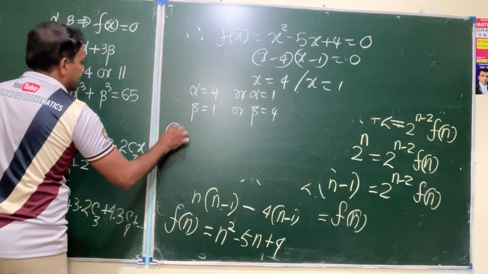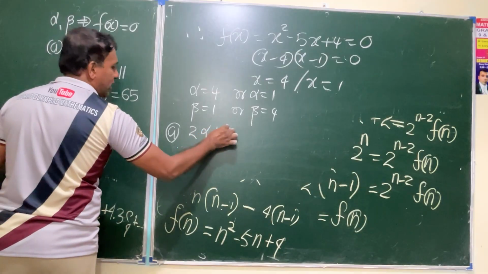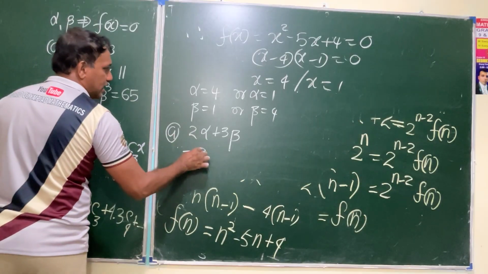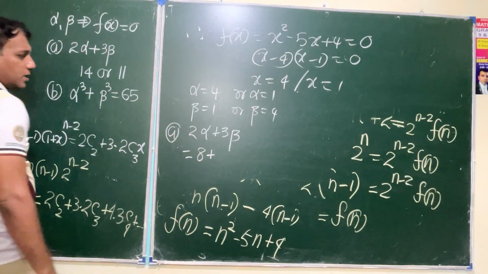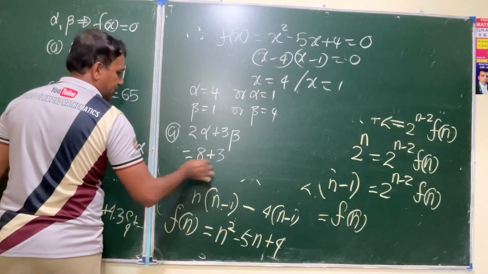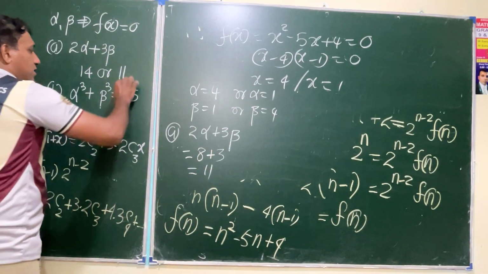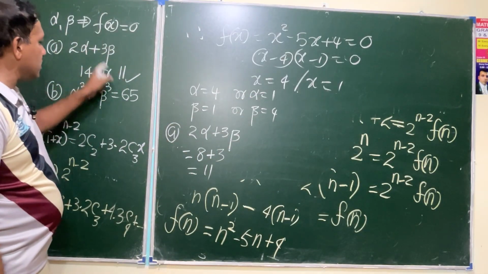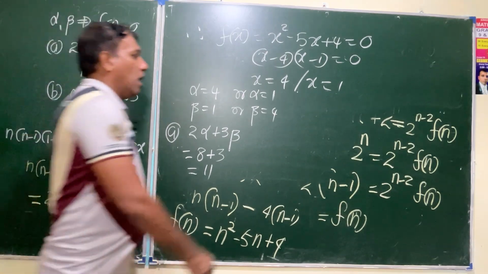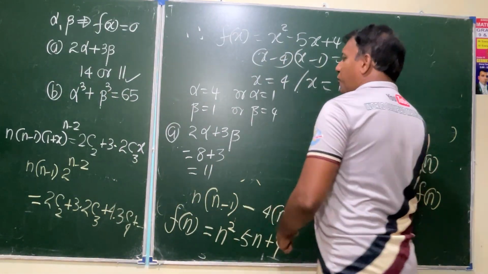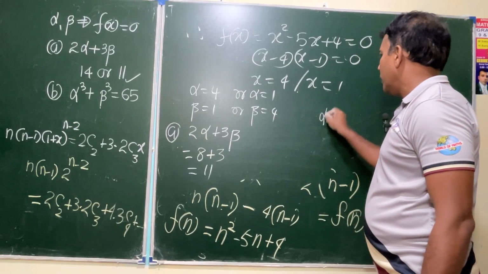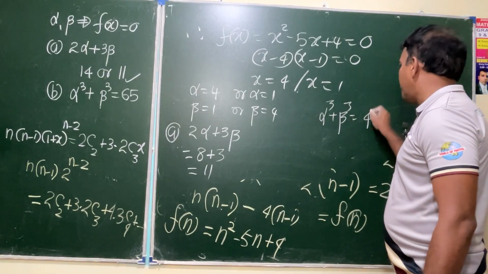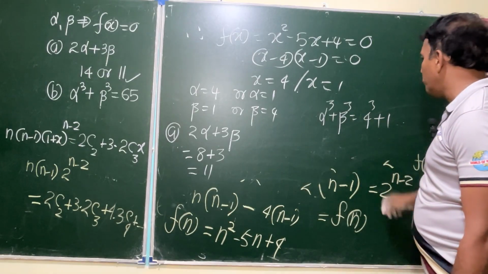Therefore, the A part answer, 2 alpha plus 3 beta. Check: if you put alpha here as 4, then 8. In that case, beta is 1. Yes, 3. Answer is 11. 8 plus 3 is 11. If you apply the other form, alpha 1, beta 4, answer is 14, right? And now the sum of the cubes. What is alpha cube and beta cube? Alpha cube plus beta cube. Alpha is 4 to the power 3, beta 1 cube, yes, 65.